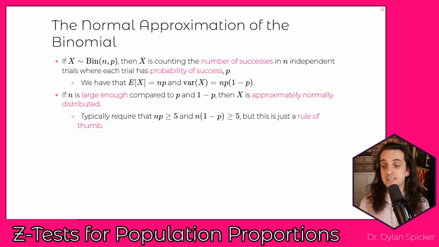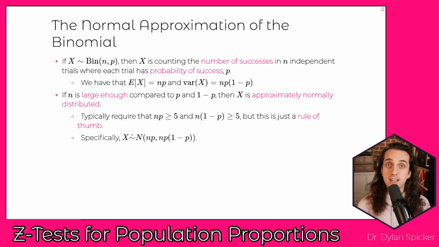Now, the rule of thumb is that we take n times p greater than or equal to 5 and n times (1 minus p) greater than or equal to 5. But again, this is a rule of thumb. If it's close, then it might work. If it's way larger than 5, you're probably going to be fine. Essentially, you need a large enough n, and that's a good rule of thumb here.